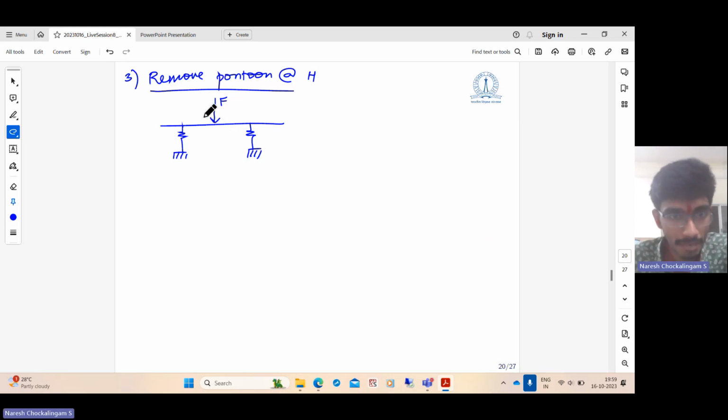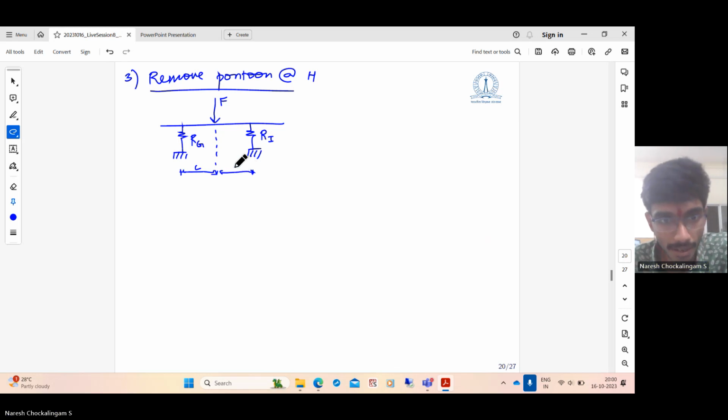Now it is very simple to establish equilibrium of forces here. Let the forces in the springs be Rg and Ri. Again, you can use the idea of symmetry. So the total vertical force should be F, and the structure, boundary conditions, loading, everything is symmetric about this midpoint. Let this be L, this be L. Everything is symmetric about this dotted line. Therefore, Rg should be equal to Ri, which is equal to F by 2.